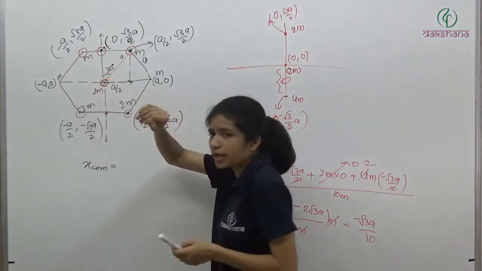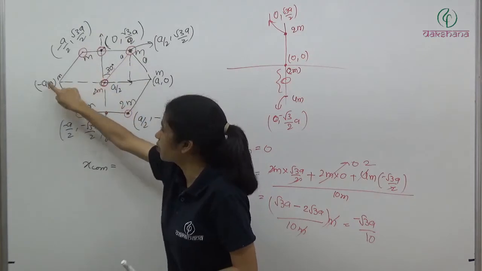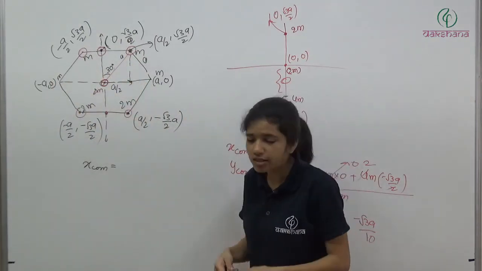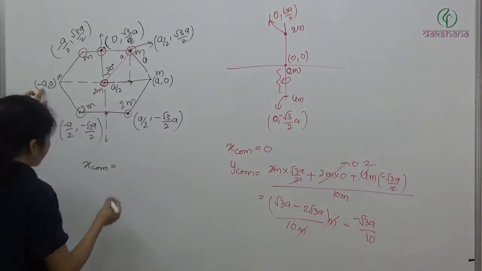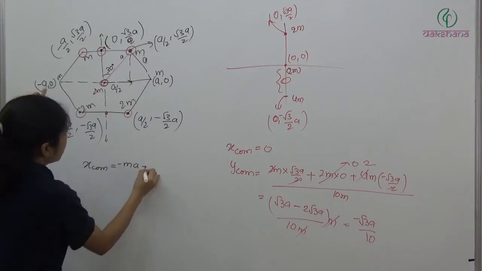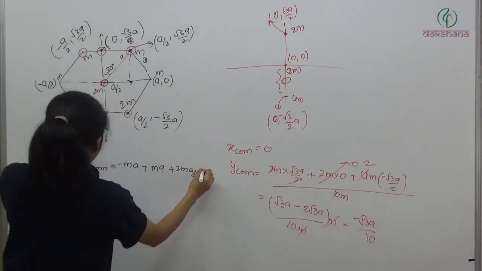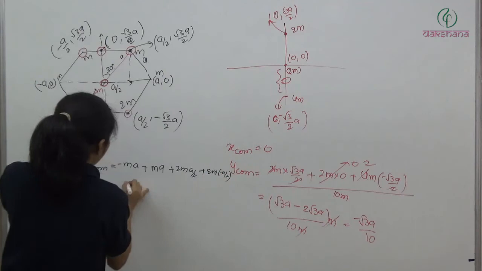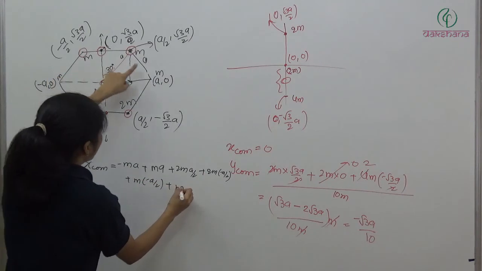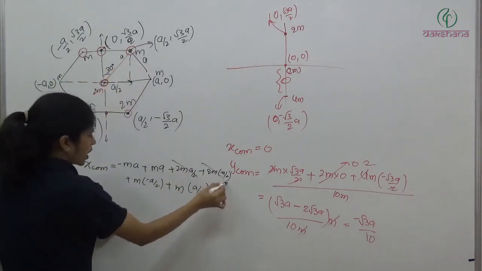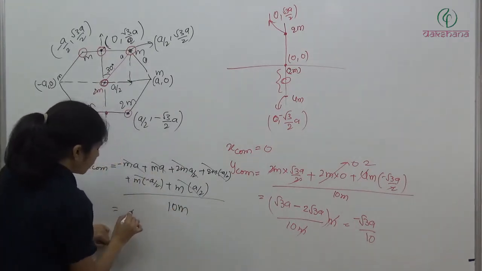If you have symmetry somewhere, then reduce that system, like I have done, reduce this system, and reduce this system. Or else you can simply use x of center of mass, which we always do. So here we have m into minus a plus m into a plus 2m into a by 2 plus 2m into minus a by 2, plus m into minus a by 2 plus m into a by 2. So these two are getting cancelled, these two are getting cancelled, and these two are getting cancelled. Divided by total mass 10m, it is 0.